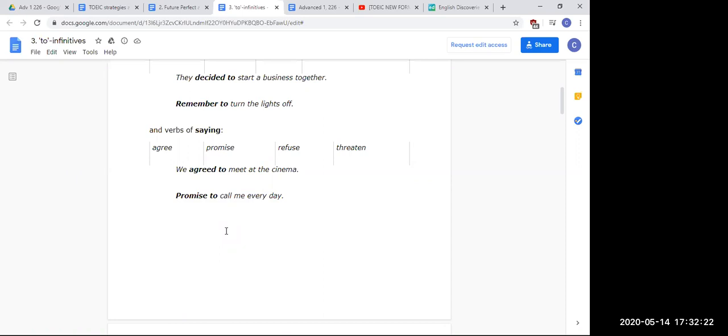Does anyone have any questions about these verbs of thinking and feeling? You can ask in the chat, you can ask with the microphone.